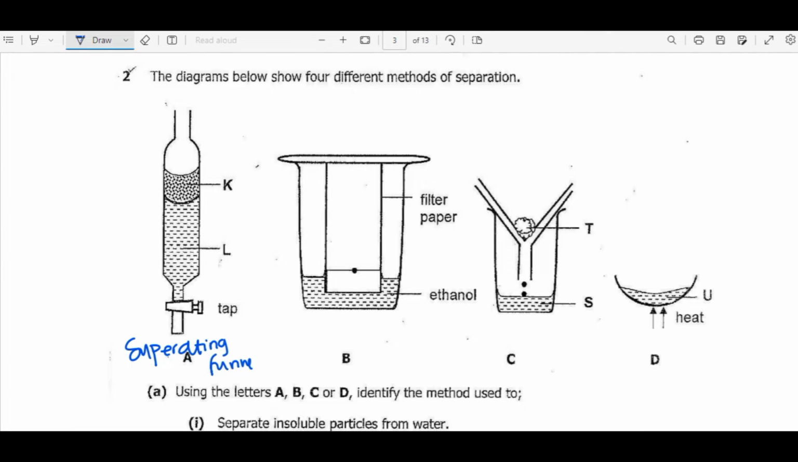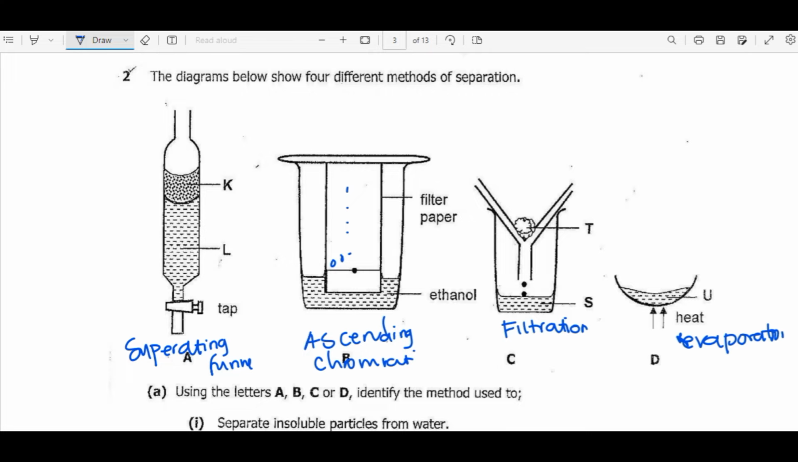Then for this one, we are dealing with ascending, since the spots are expected to move upward. So this is an ascending paper chromatography. Then for C, we are dealing with filtration here, since we can see the residue on top of the filter paper. Then the last one, D, since the liquid or substance that we have, a solution in general, is heated, so this is evaporation.